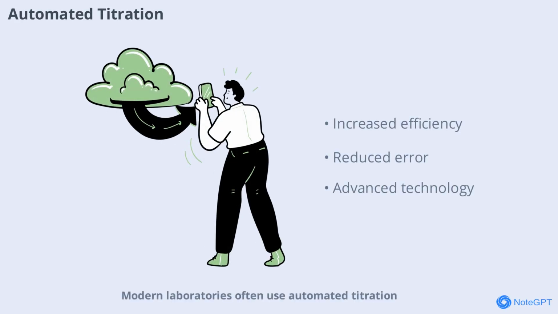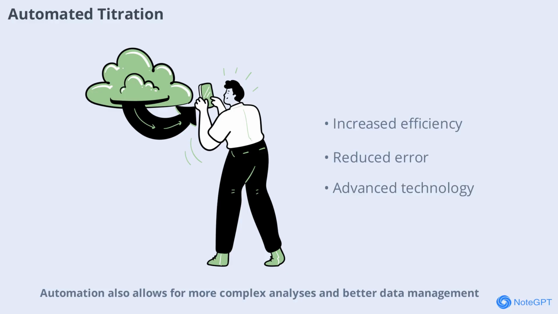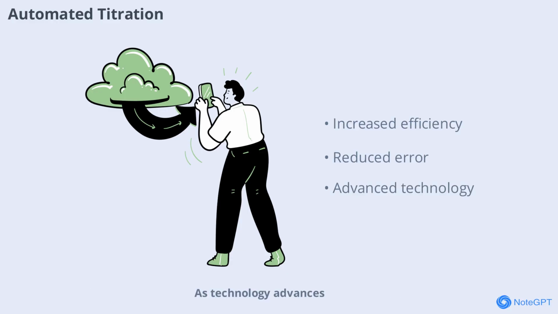Modern laboratories often use automated titration systems to increase efficiency and accuracy. These systems can perform multiple titrations simultaneously, reducing human error and saving time. Automation also allows for more complex analyses and better data management. As technology advances, automated titration is becoming increasingly common in research and industry.